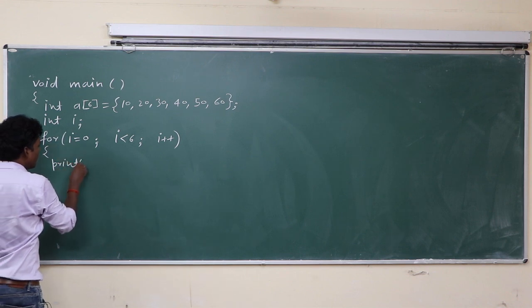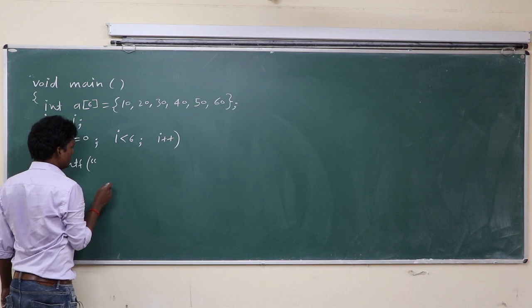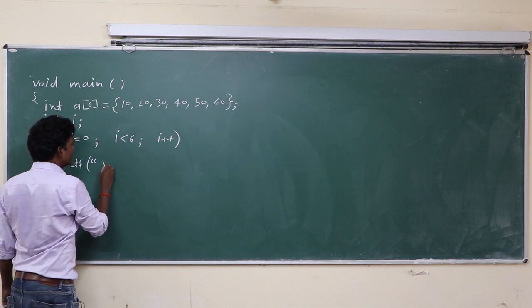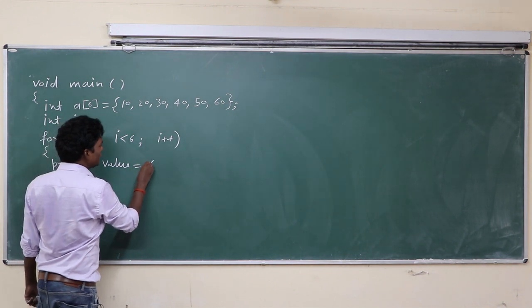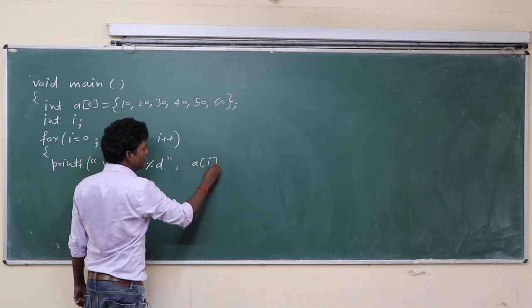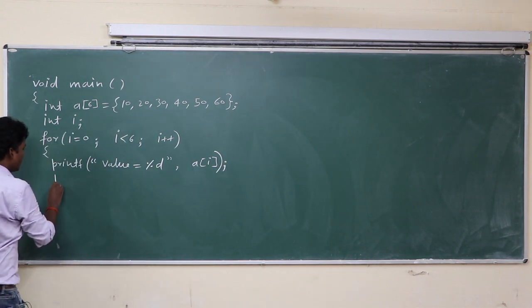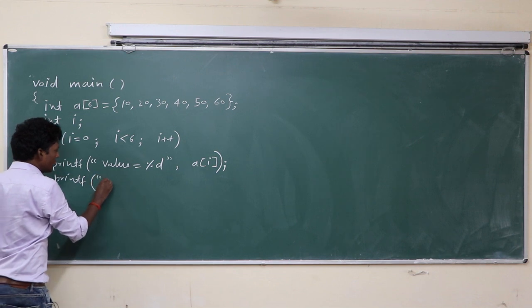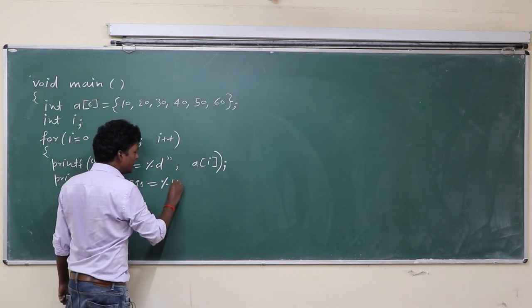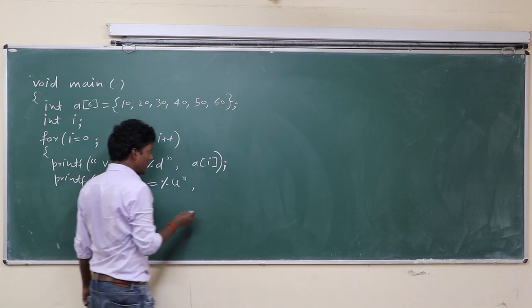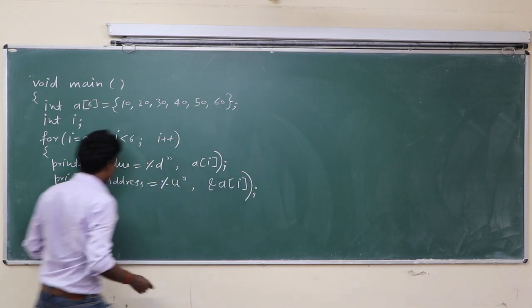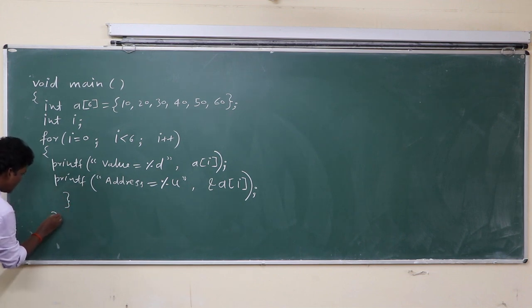Printf value equal to percent d, a of I. Okay class, printf address equal to percent u, ampersand a of I. This for loop is closed here and this main block is closed here.